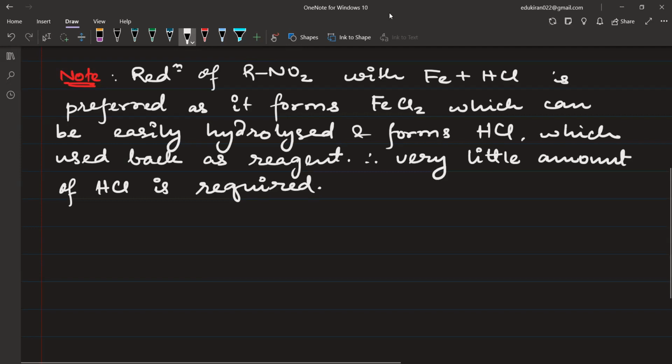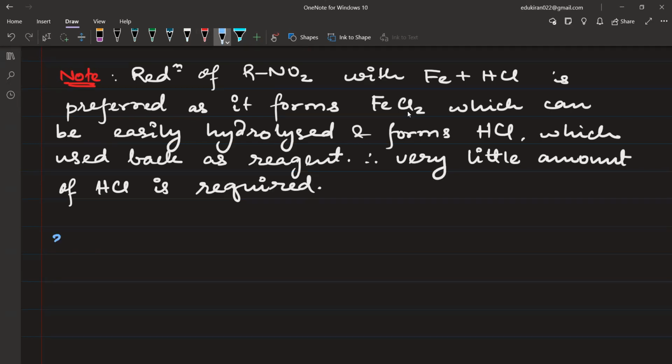Now all these things can come in your "why" type of questions. Even if it is not present in NCERT as a question, these questions can come as "why". Why is Fe plus HCl the preferred method for the preparation of amines from nitroalkenes? Then you will see that this is the reason.